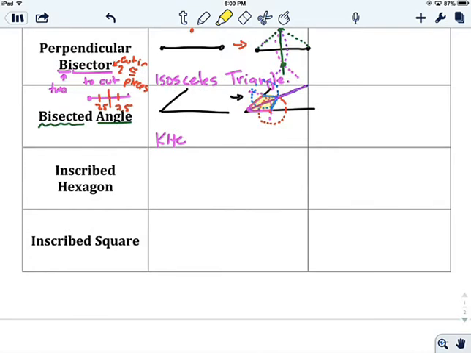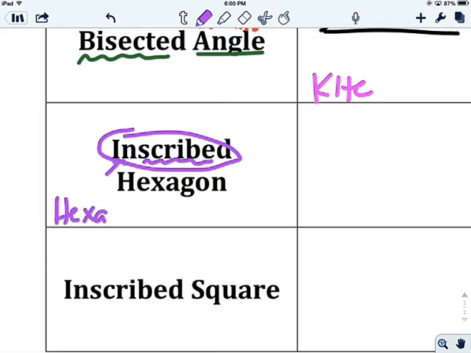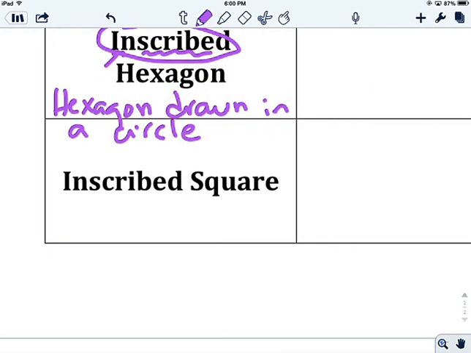So, inscribed hexagon and inscribed square. No class got to these, and so there's going to be some vocabulary we need to clean up right away. The term inscribed: scribed means to draw, in means inside or internal. So what this actually means is a hexagon drawn in a circle, and the inscribed square is a square drawn in a circle.